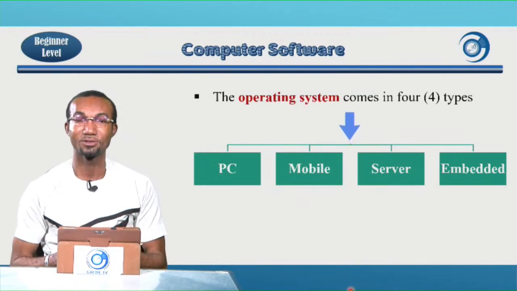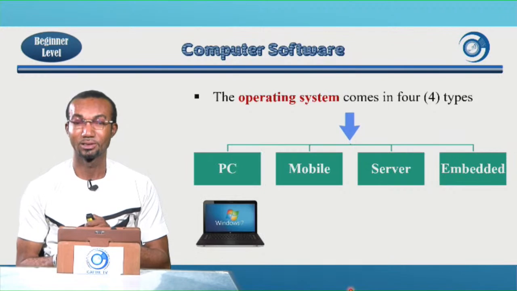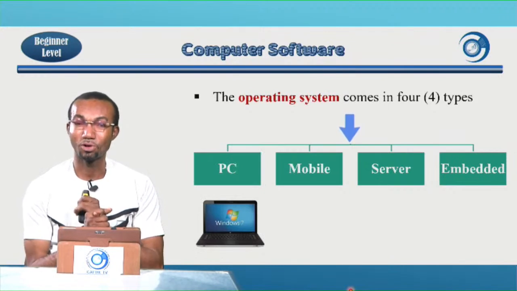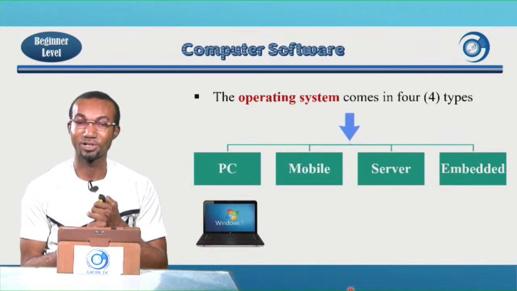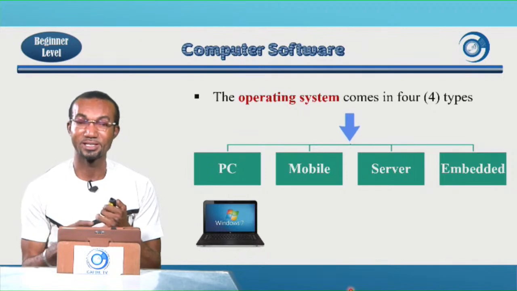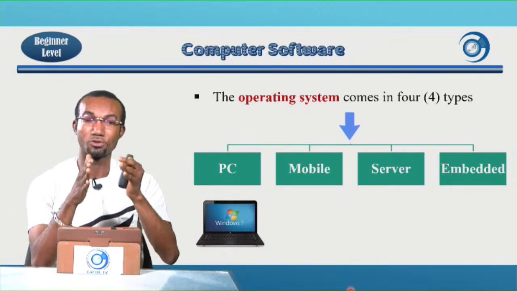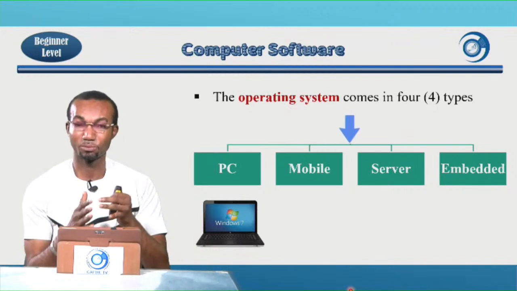These four major categories are, first, personal computer operating systems, the operating systems that we install on laptops, desktops, or netbooks. I believe you remember the difference between a netbook and a laptop. A laptop comes with an optical drive where you can insert CDs. A netbook does not come with a CD drive. So we have operating systems that are installed on laptops, desktops, or netbooks.